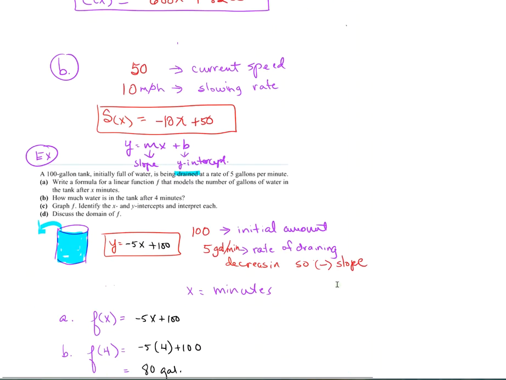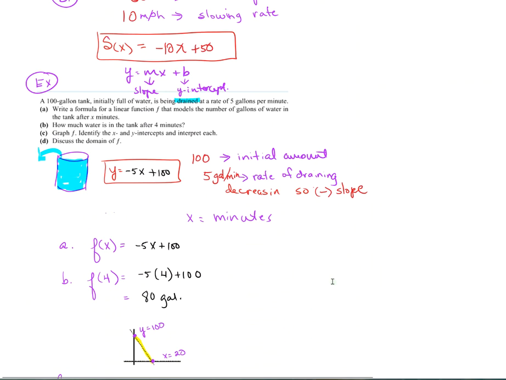The last one, a 100-gallon tank initially full of water is being drained at a rate of 5 gallons per minute. Write a formula for a linear function. So 100 is the initial amount. 5 gallons per minute is the rate of draining, and that's a decrease. It's decreasing, so it's negative slope. So we have negative 5x plus 100.